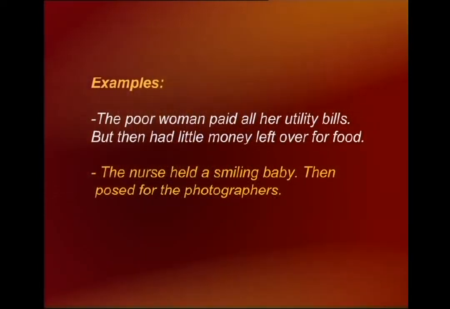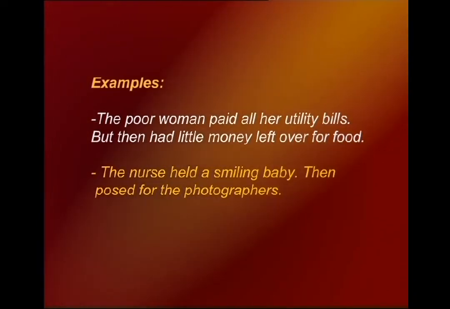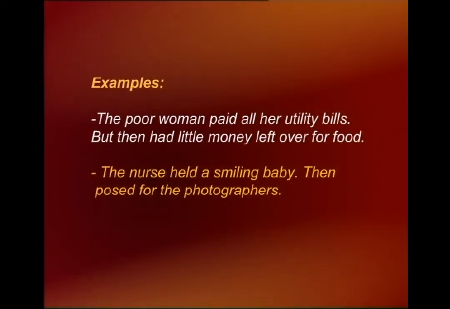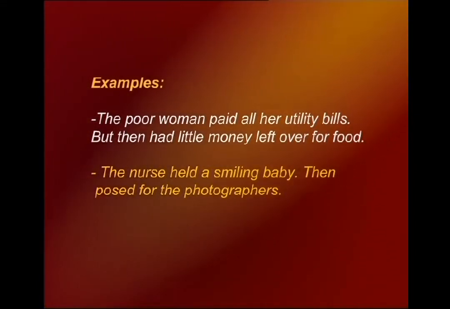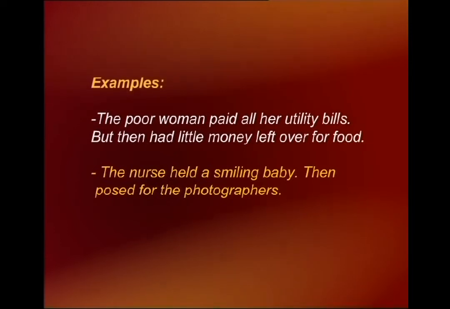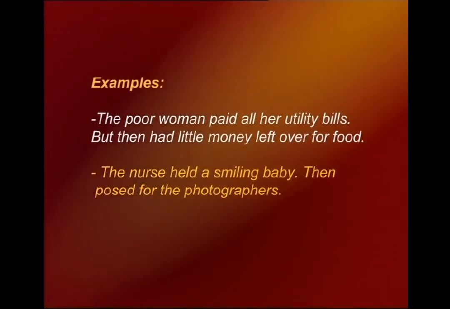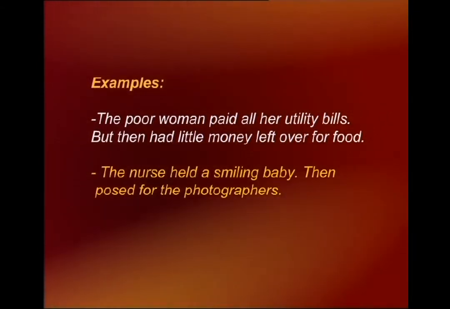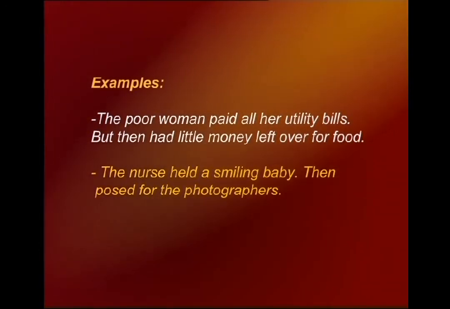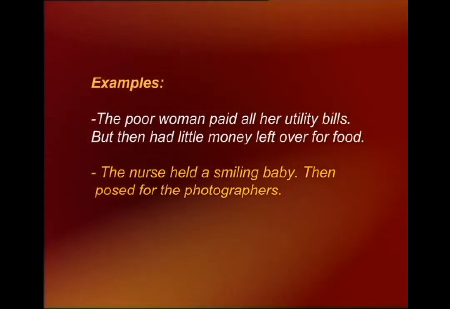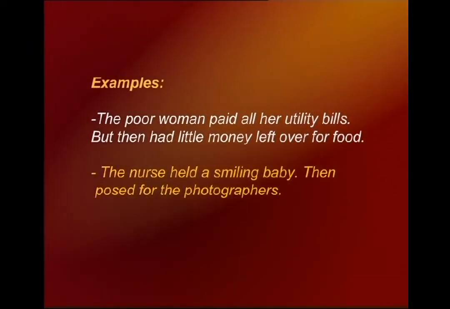The first sentence was, the poor woman paid all her utility bills. But then had little money. But then she had little money left over for food. What is missing in that sentence is the subject she. And in the second one, the nurse held a smiling baby, then posed for the photographers. What is missing there is the subject, and the subject would be, then she posed for the photographers.